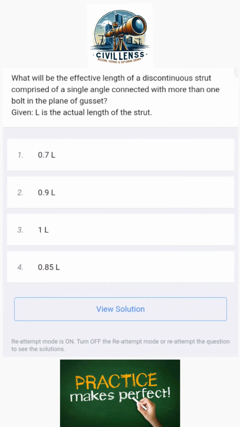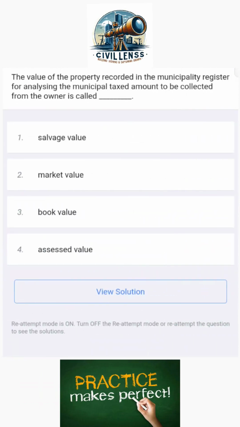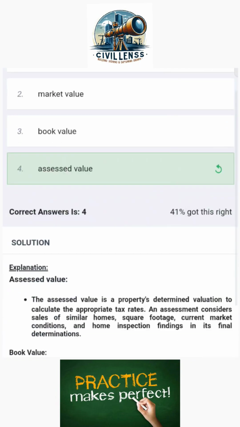What will be the effective length of a discontinuous strut comprised of a single angle connected with more than one bolt in the plane of the gusset? It is 0.85 L. The value of the property recorded in the municipality register for analyzing the municipal tax amount to be collected from the owner is called assessed value.